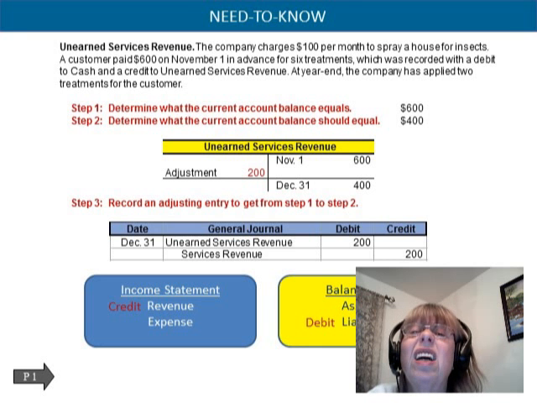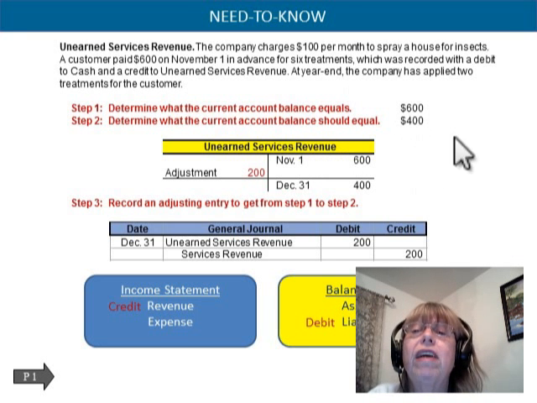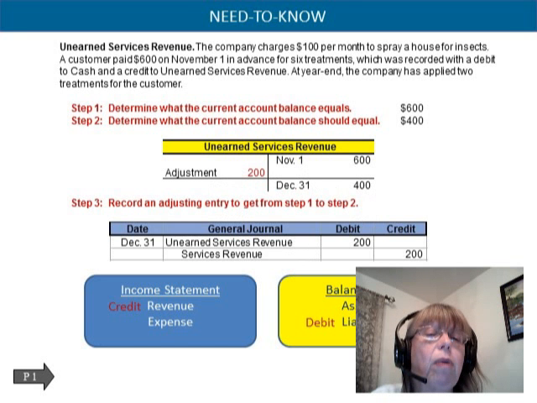In this case, the company charges $100 a month to spray a house for insects. The customer paid $600, excuse me, in November, in advance for 6 treatments, recorded this with a debit to cash, credit to unearned services revenue. The company has applied 2 treatments. So if it was $100 a month for 6 months, yes, they would have used up $200 worth and have $400 left. Debit the unearned revenue, and credit the revenue account. It's now been earned. And those are your 4 deferrals, or your 2 deferrals.